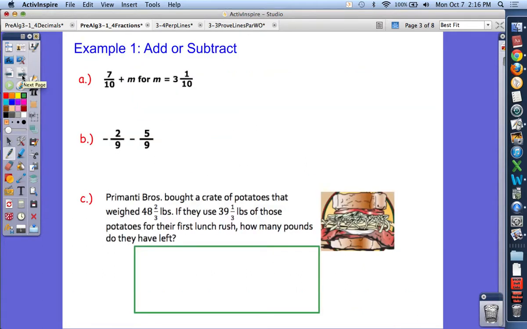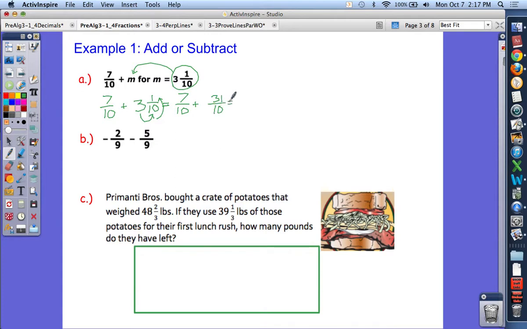So try A, B, and C. We want to try these 3 problems, examples of adding or subtracting fractions. The first one, we have 7/10 plus m, for m being equal to 3 1/10. So since we know what m is, we can substitute it in. We would have 7/10 plus 3 1/10. Again, just like we saw, it's going to help us if we make the mixed number an improper fraction, so let's do that. We would have 7/10 plus 3 times 10 is 30, plus the 1 is 31/10.